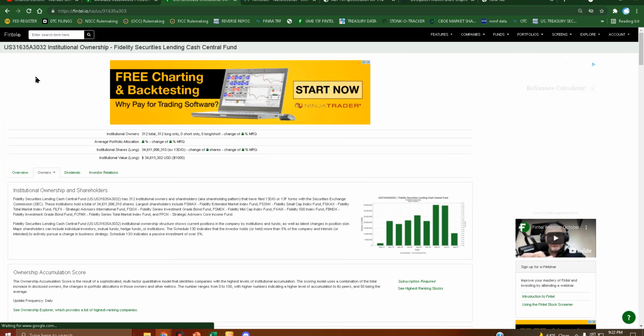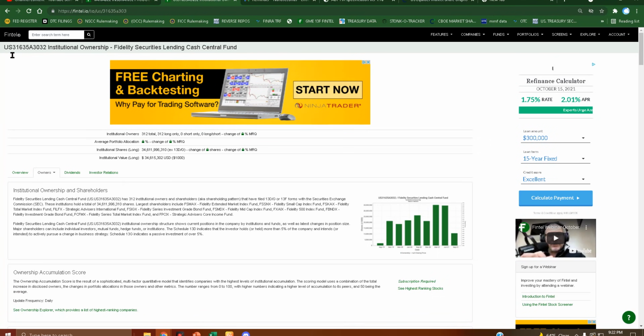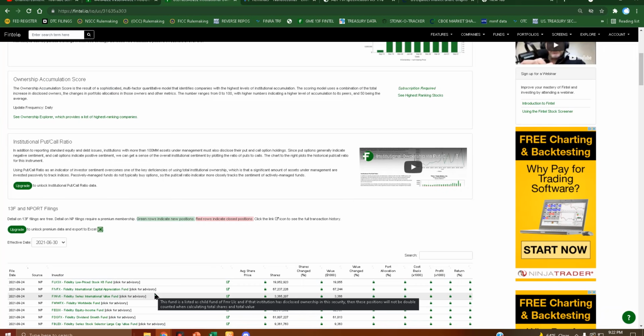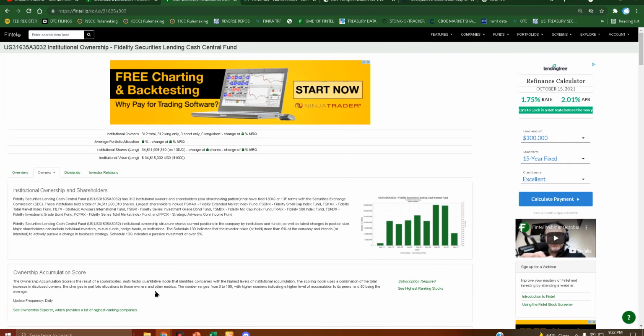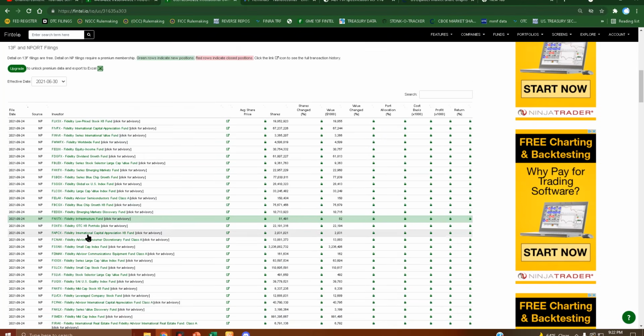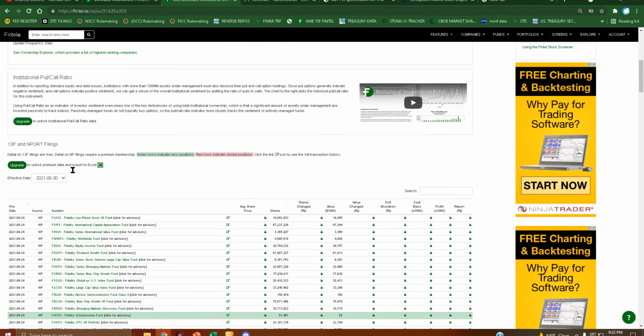I'm starting from two nodes. So it's going to be Fidelity Securities Lending Cash Central Fund, as well as Fidelity's Cash Central Fund. Two large players in the repo market. So once you look into Fidelity Securities Lending Cash Central Fund, look at this. Look at the dates on here.